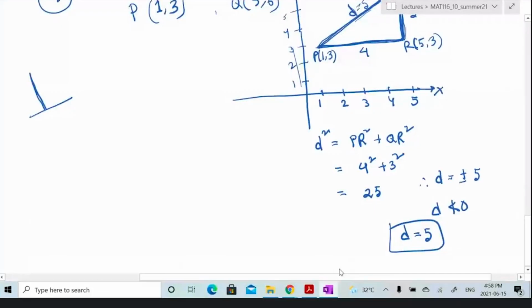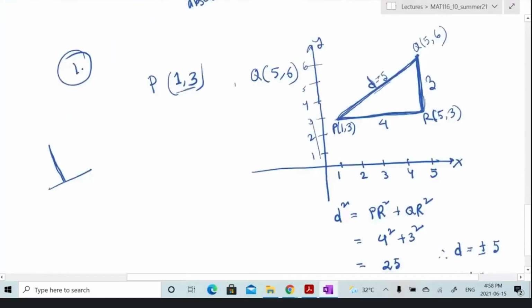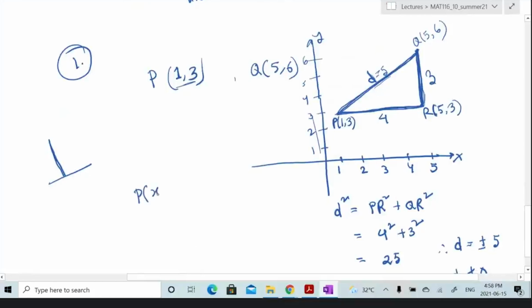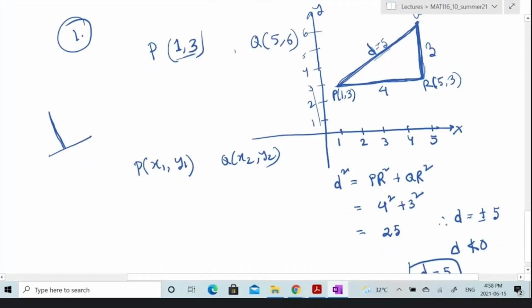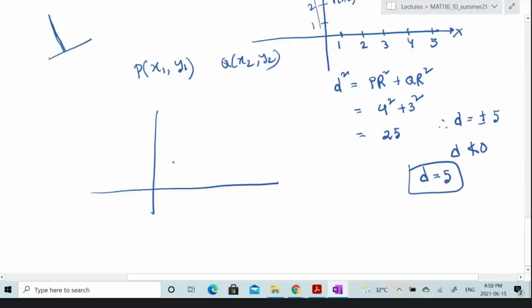Okay, did you get this idea? Yes, ma'am. So now say I'm not giving you the number. Instead of giving you the number, I'm giving you x1, y1, and Q is going to be x2, y2. What are you going to do now? We're going to follow the same step: x2 minus x1, y2 minus y1.